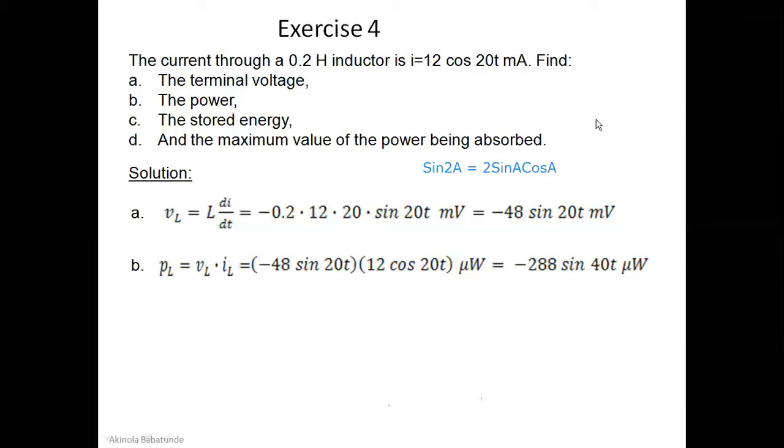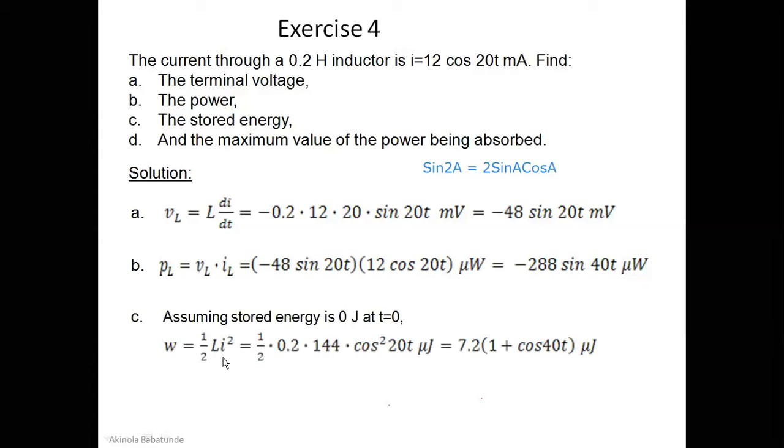You know how we can find the energy in an inductor? It's pretty easy. We have W equal to 1 over 2 L i squared. We proved this a couple of times ago. Here, our L is 0.2. What is our i? Our i is 12 cos 20t. If you square this, you have 12 squared is 144 cos squared 20t. Also, this is milli, so if you square this milli, it becomes micro. So you have joules as the unit of energy.